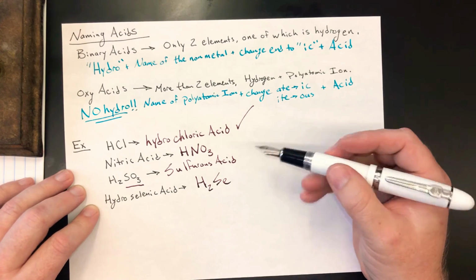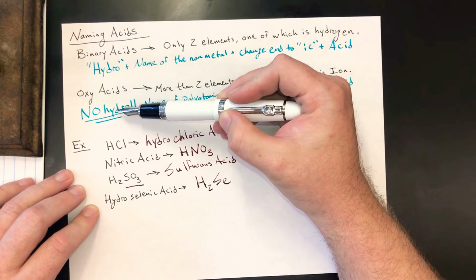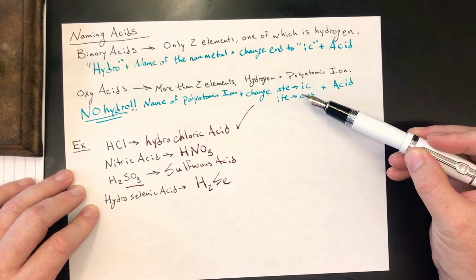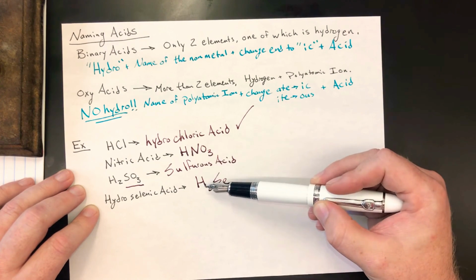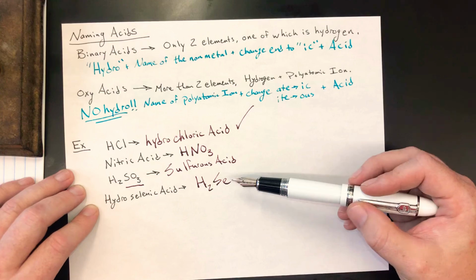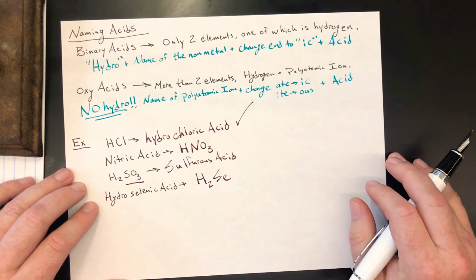So that's quickly a couple examples on how to name acids. The things that you need to really focus on: When do you use hydro and when do you not? How do I change the endings of my polyatomics? And how do I know how many hydrogens to use? The number of hydrogens is going to correspond with the amount of negative charge of the bonding part, whether it's an element or a polyatomic ion.